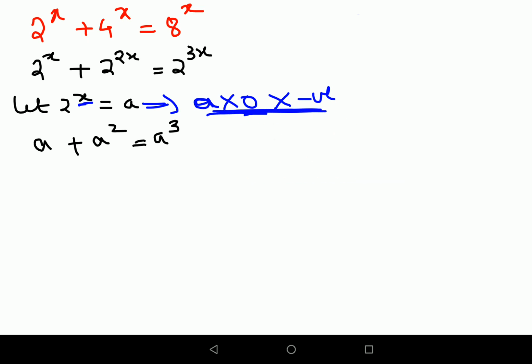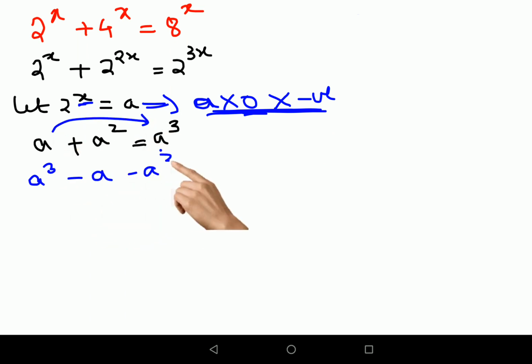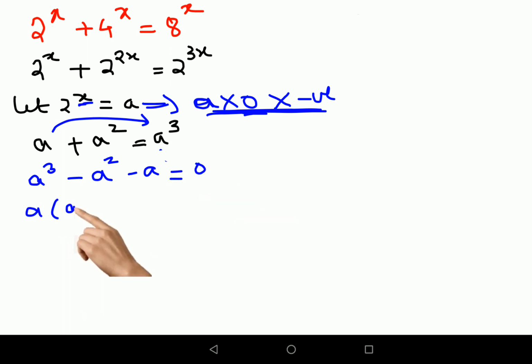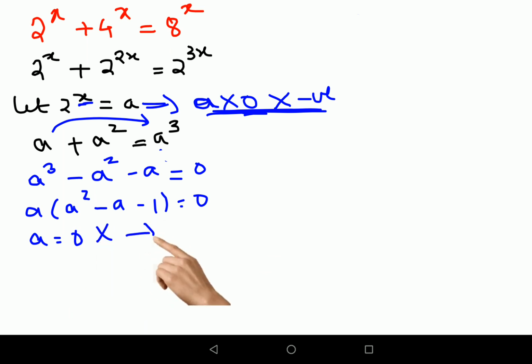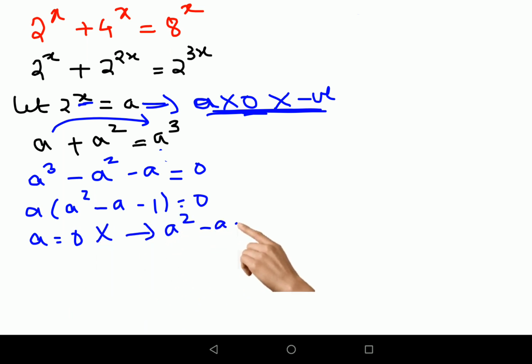Okay, so now let's try and solve this further. We can shift everything to this side, a cube minus a square minus a, and let's remove this square over here. So we will have equals 0. Now we'll take a common, so we have a times a square minus a minus 1 equals 0. So now again here I'll say a equals 0. That is not possible, I've already explained. So now I can say a square minus a minus 1 equals 0. That is my only option.